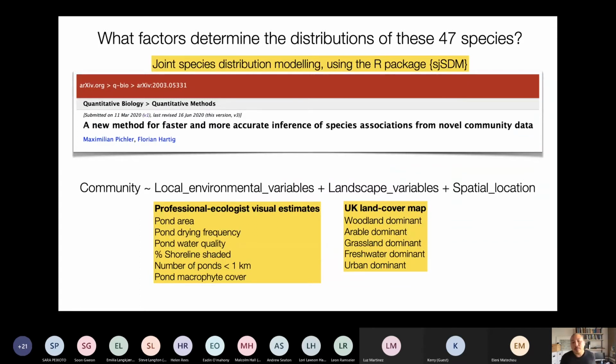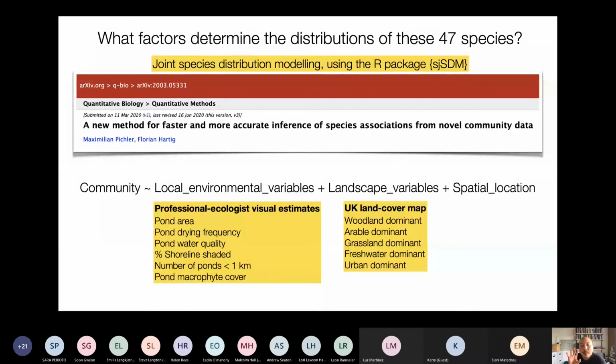There are lots of different ways of doing that, but we're using something called joint species distribution modeling. And because it's a fairly large data set, we use a fast method, which is not yet published but is available, called sjSDM, which is an R package. It uses machine learning in the background and GPUs, and I've burned a lot of calories doing this.